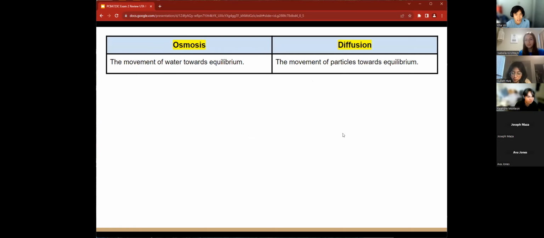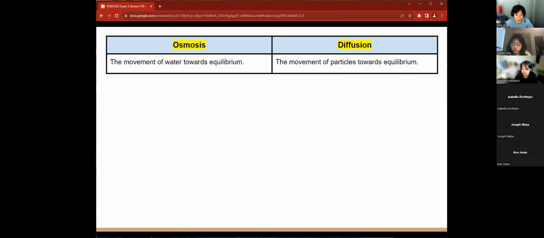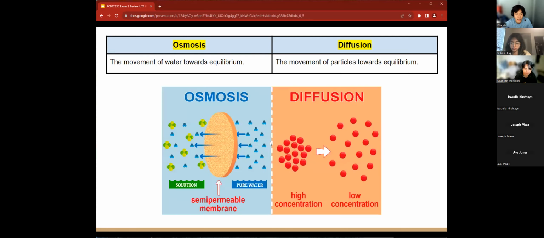Let's talk about the difference between osmosis and diffusion. Both of these are basically a form of passive transport. Osmosis specifically refers to the passive transport of water towards equilibrium. On the other hand, diffusion refers to particles like glucose, sodium, potassium, things like that. As usual, and I'm sure this is a review for you guys from Bio 2, things will move from high concentration to low concentration. And in terms of water, it's going to move from low osmolarity to high osmolarity, which we will go over.